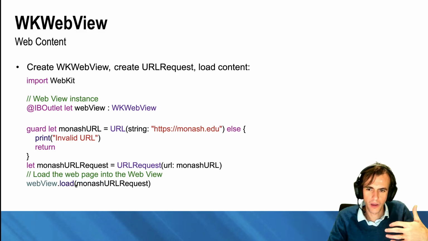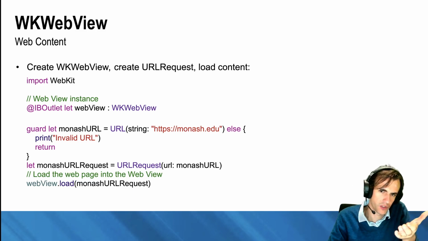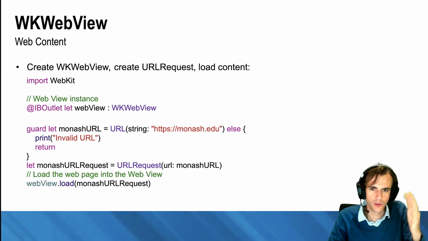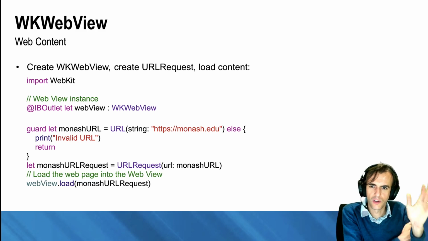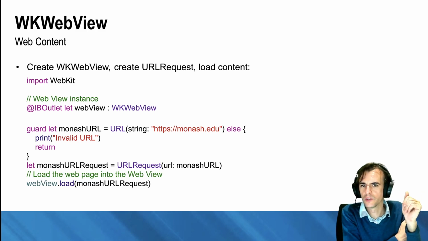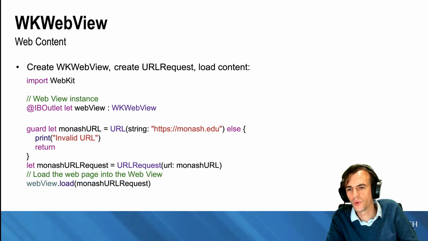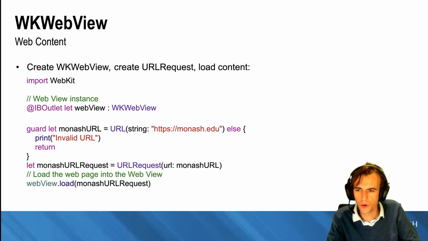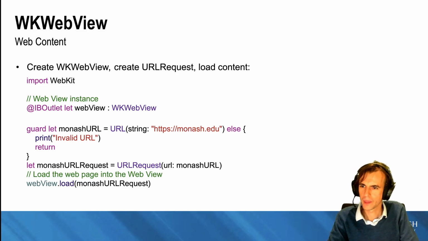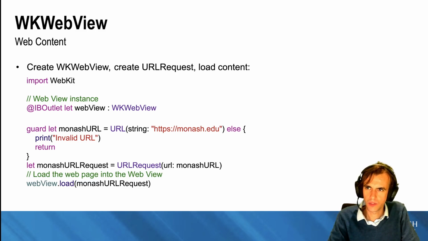It will populate the page, and in fact, if that web request is to something like monash.edu, it's going to load the web page, any scripts, any style sheets, and all of the images and videos that are displayed on that page. So it may perform 30 different web requests in the background in order to populate the web view. And that's how you access WKWebViews.